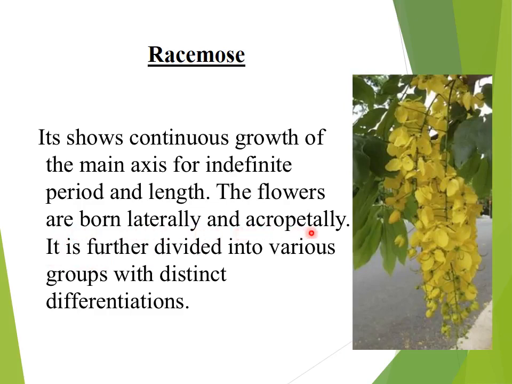Now you can easily observe in this picture that the long green part is the peduncle or the main axis, and the flowers are present at the lateral branches, and the growth of the main axis continues. This is known as the racemose type of inflorescence.